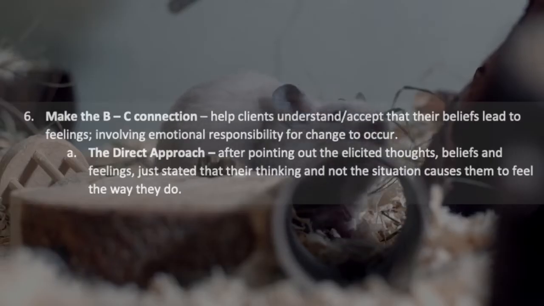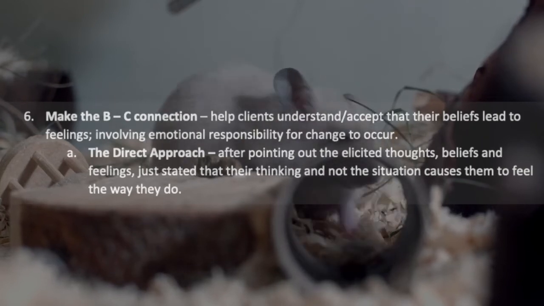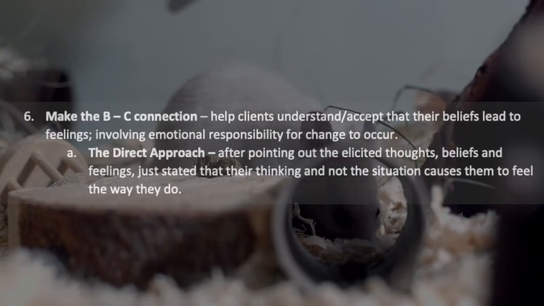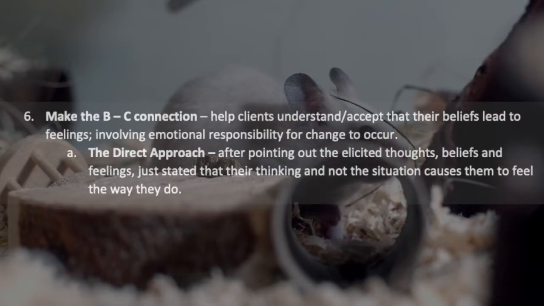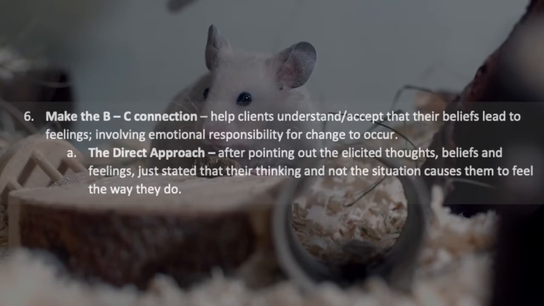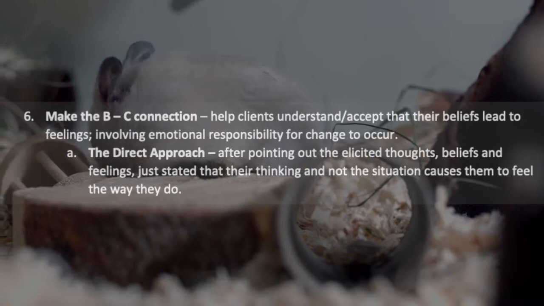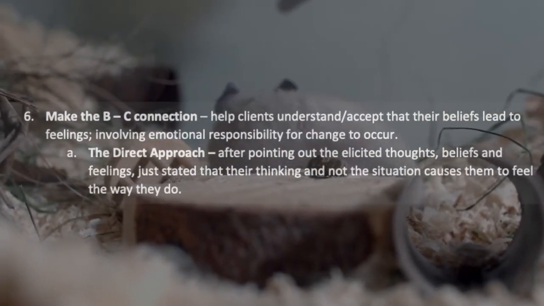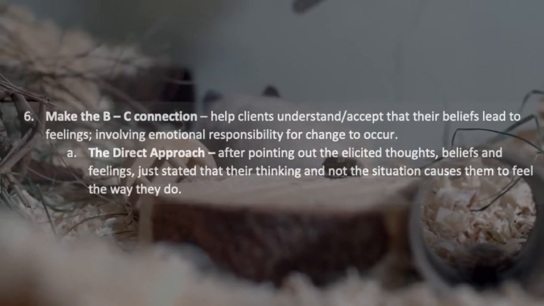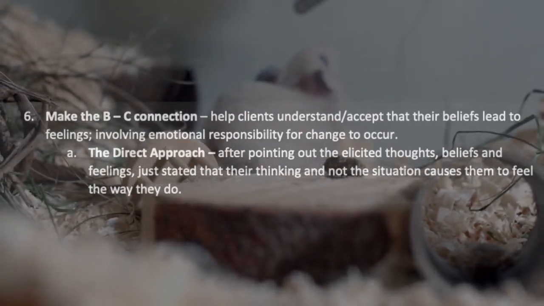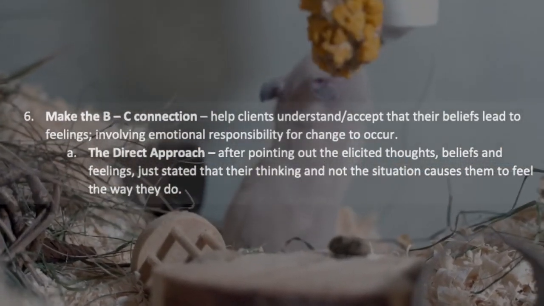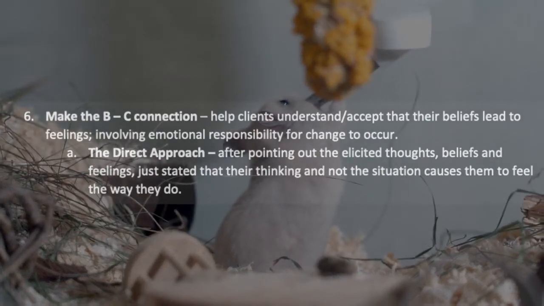Step 6 in cognitive behavioral therapy is to make the B-C connection. This involves helping patients understand and accept that their beliefs lead to feelings, and it involves the patients taking emotional responsibility in order for change to occur. So there are various approaches that can be taken. There is the direct approach, where the therapist can point out the elicited thoughts, beliefs, and feelings, and quite literally state that their thinking and not the situation is causing them to feel the way they do.